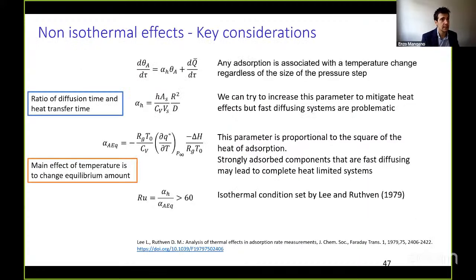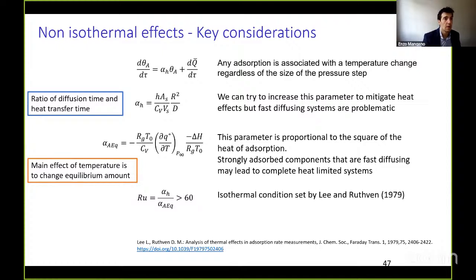Here, essentially, there are some key considerations regarding thermal effects. Any adsorption is associated with a temperature increase, regardless of the pressure step. As you see in the relationship, there is no pressure included in the equation. So obviously, it's independent of the pressure step. The temperature increase will always be associated with adsorption.